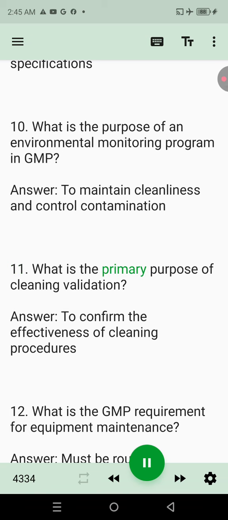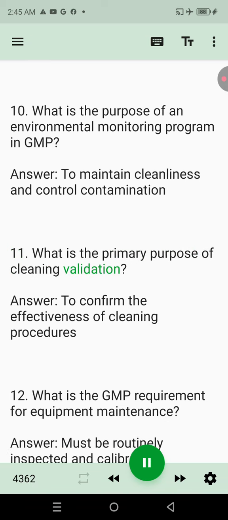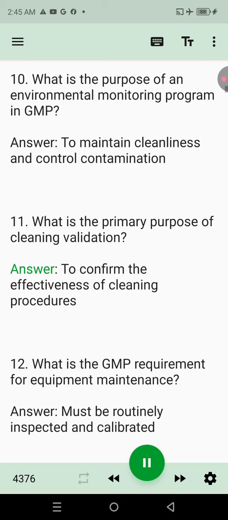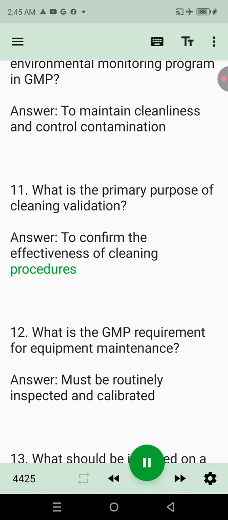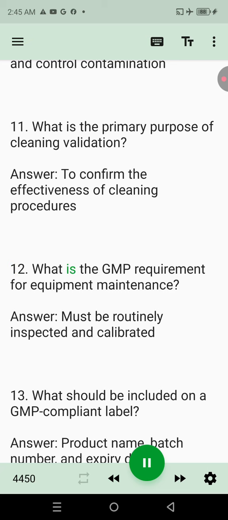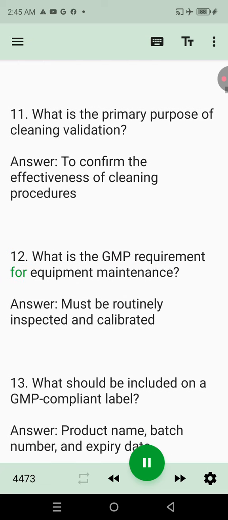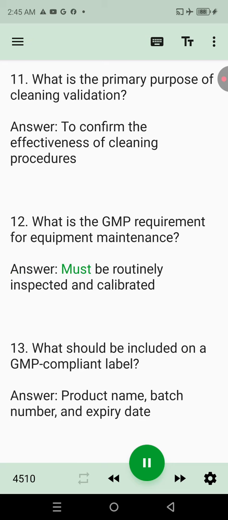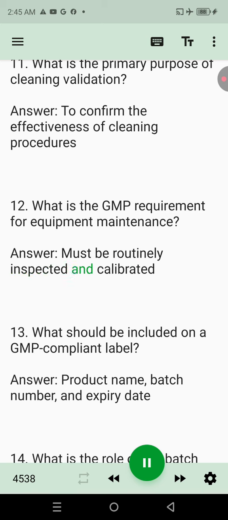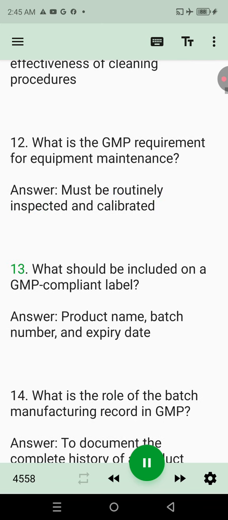11. What is the primary purpose of cleaning validation? Answer: To confirm the effectiveness of cleaning procedures. 12. What is the GMP requirement for equipment maintenance? Answer: Must be routinely inspected and calibrated.